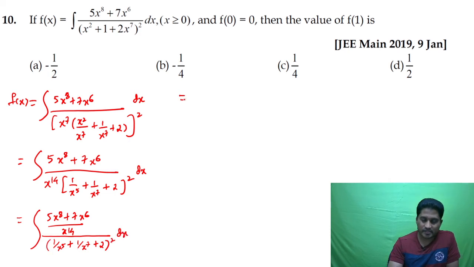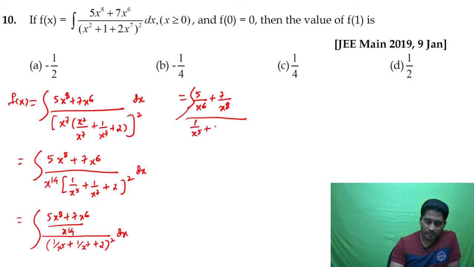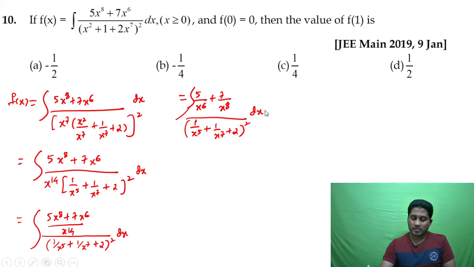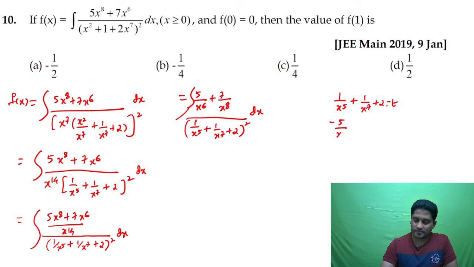Okay, now let us divide, guys. This is 5x to the power of 6 plus 7 divided by x to the power of 8. Okay, and then whole divided by 1 by x to the power of 5 plus 1 by x to the power of 7 plus 2 the whole square, and then dx. So what I'll do is, I'm going to put 1 by x to the power of 5 plus 1 by x to the power of 7 plus 2 is equal to t. This is minus 5 by x to the power of 6 minus 7 by x to the power of 8. Okay, and then dx is equal to dt.